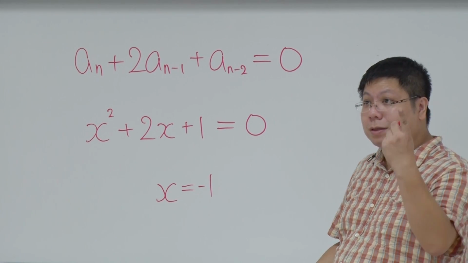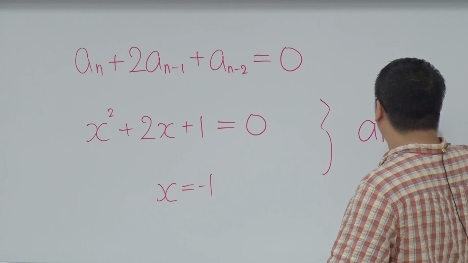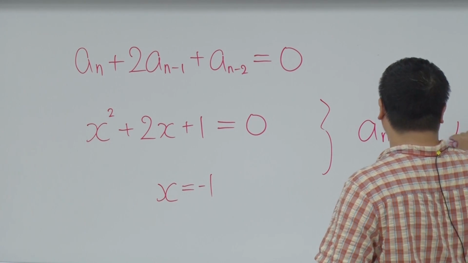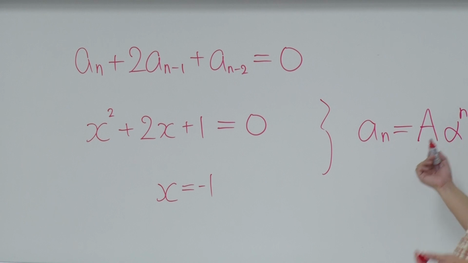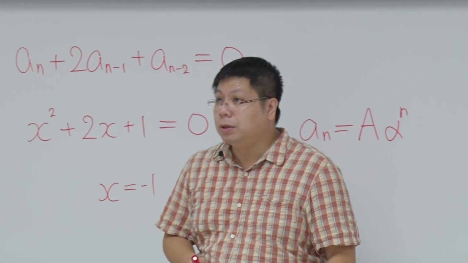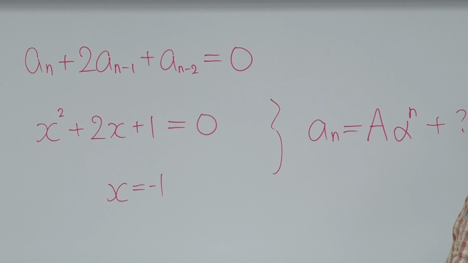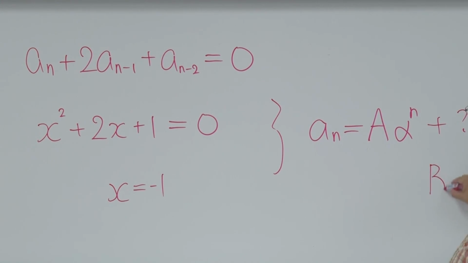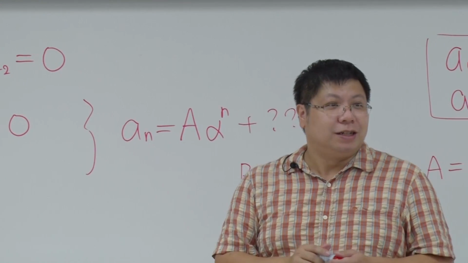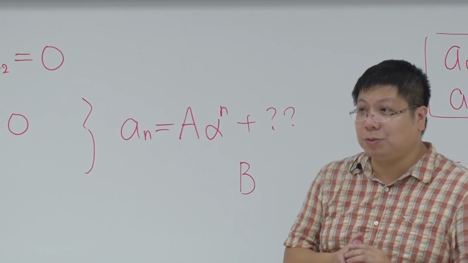We just have one root. So in the end, it looks like we only know that a n is equal to a times the root to the power n in general. But that is not possible. This has only one degree of freedom, but the original recurrence has two degrees of freedom. So something is missing. What should we do? There must be a b involved here. So we will talk about this next time. The idea or the concept is really simple.